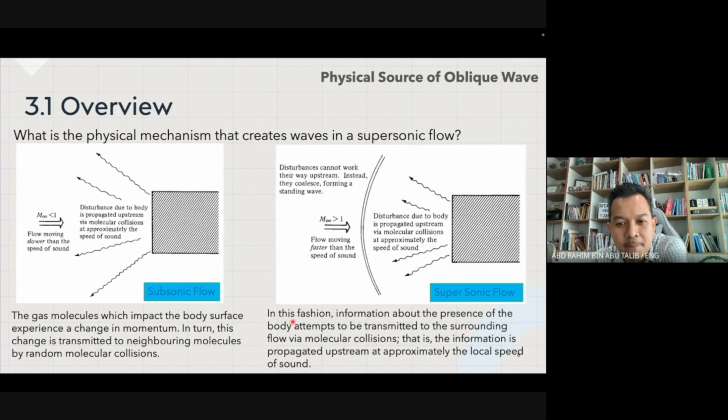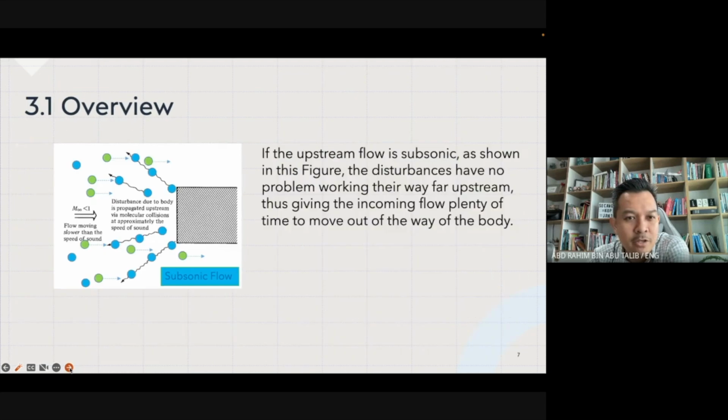In this fashion, information about the presence of the body attempts to be transmitted to the surrounding flow via molecular collisions, and that information is propagated upstream at approximately the local speed of sound. This is just how to visualize what's going on. We will look into it much further over here.